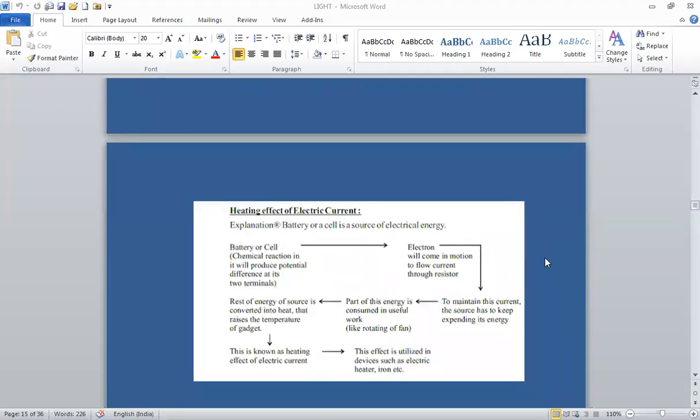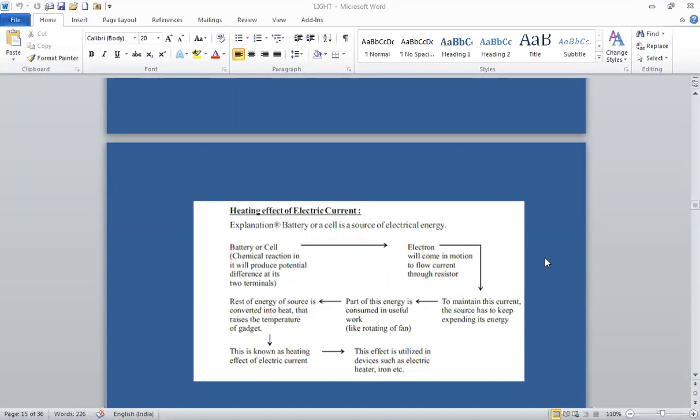Good morning, students. This is class 10 science, lesson electricity. In our last class, we studied resistance in series and resistance in parallel and their importance. Today, we are going to study the heating effect of electric current.